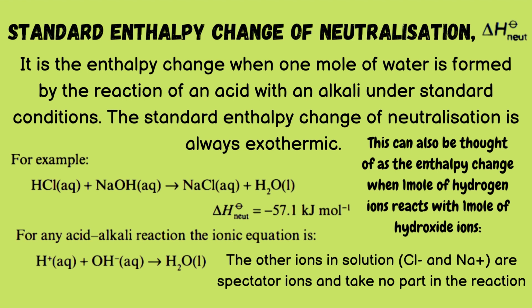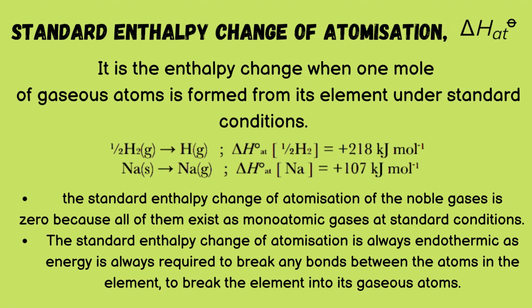HCl plus NaOH gives NaCl plus H2O. Neutralisation enthalpy equals minus 57.1 kilojoules per mole. For any acid-alkali reaction, the ionic equation is H+ plus OH- gives H2O. The other ions in solution, which are Cl- and Na+, are spectator ions and do not take part in this reaction.